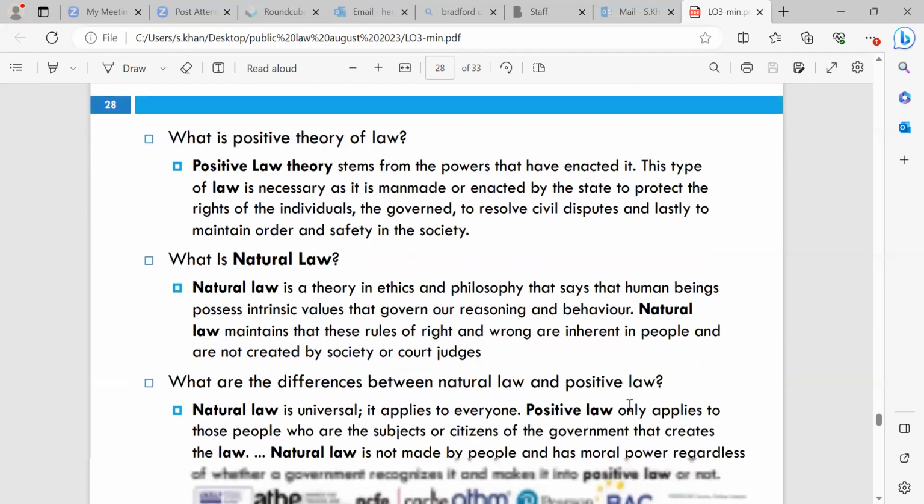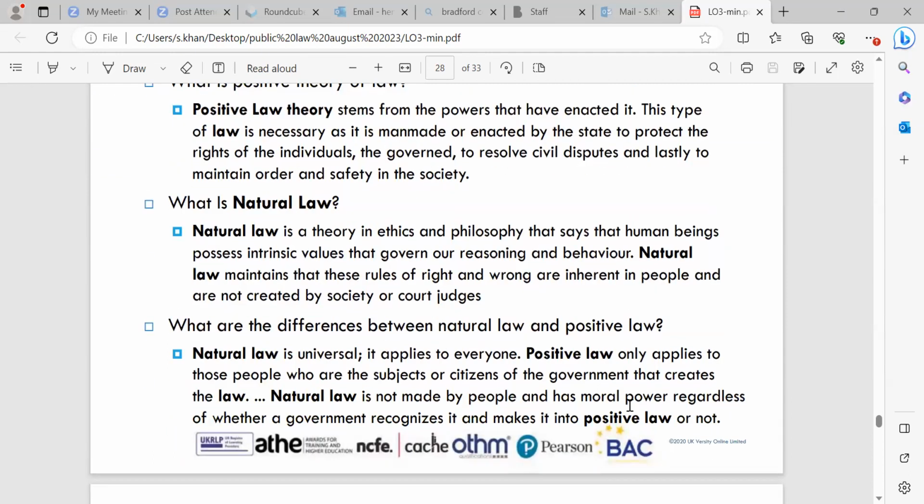What is natural law? Natural law is a theory in ethics and philosophy that says that human beings possess intrinsic values that govern our reasoning and behaviour. Natural law maintains that these rules of right and wrong are inherent in people and are not created by society or judges or court judges.